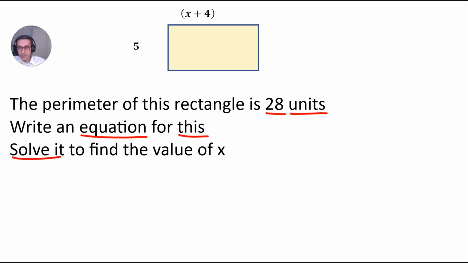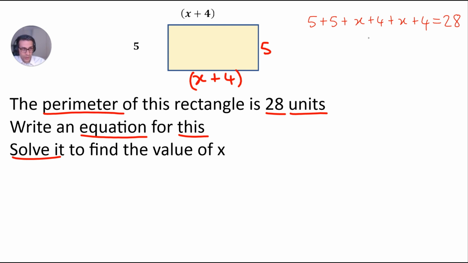So first thing we know is perimeter is the length of the outside. So it's going to be, that's 5, and this is x plus 4. We're going to add all of these together. So let's make sure we show our working out here. So this is going to be 5 plus 5 plus x plus 4 plus x plus 4. Now it says this equals 28. And there's our equation. So now we just need to simplify it and solve it.